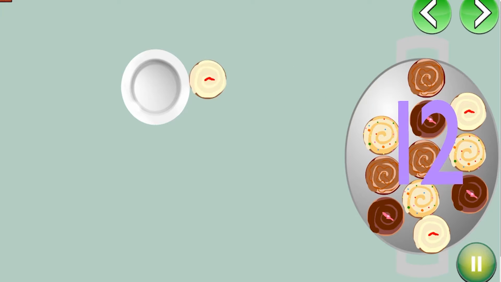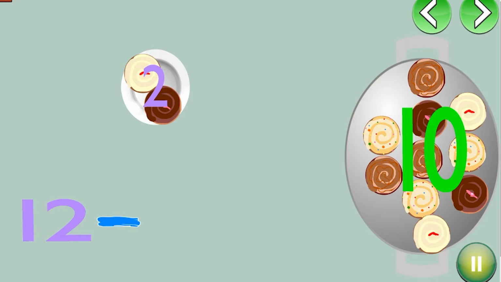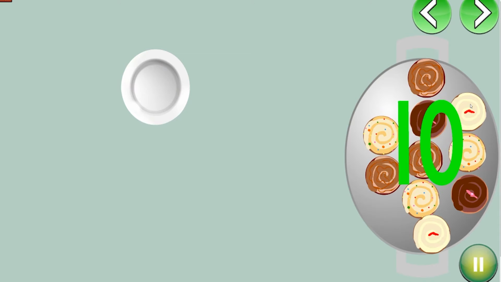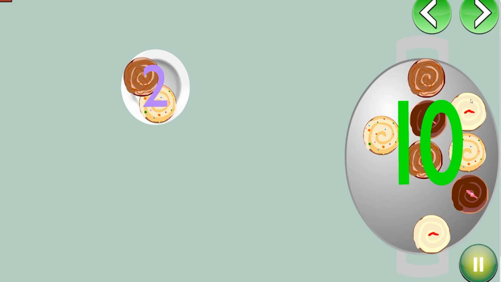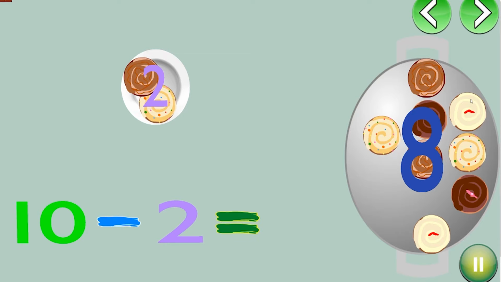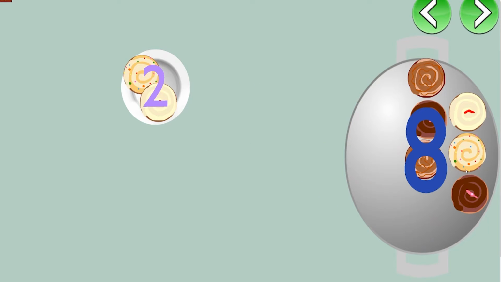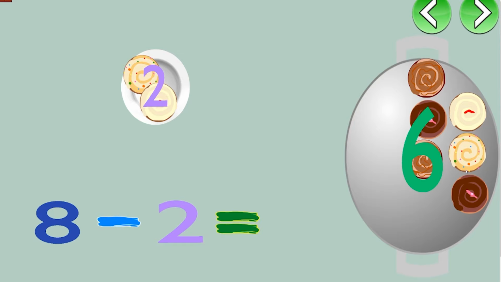12 cupcakes, take away 2 cupcakes, leaves 10 cupcakes. That is to say, 12 minus 2 equals 10. 10 cupcakes, take away 2 cupcakes, leaves 8 cupcakes. That is to say, 10 minus 2 equals 8. 8 cupcakes, take away 2 cupcakes, leaves 6 cupcakes. That is to say, 8 minus 2 equals 6.